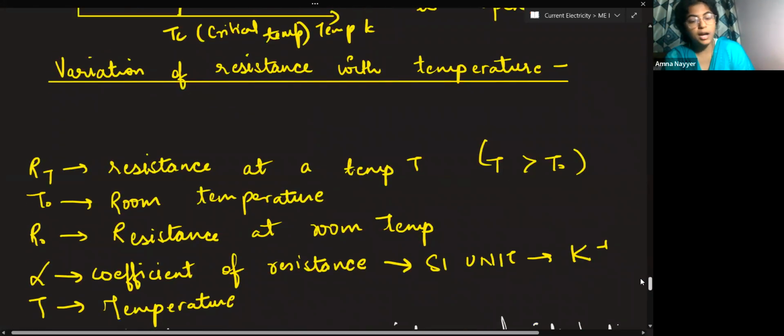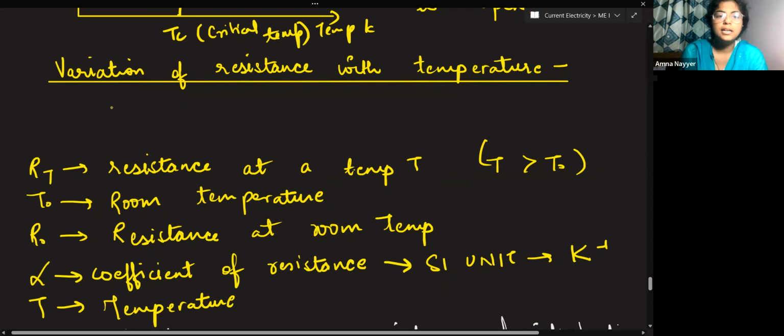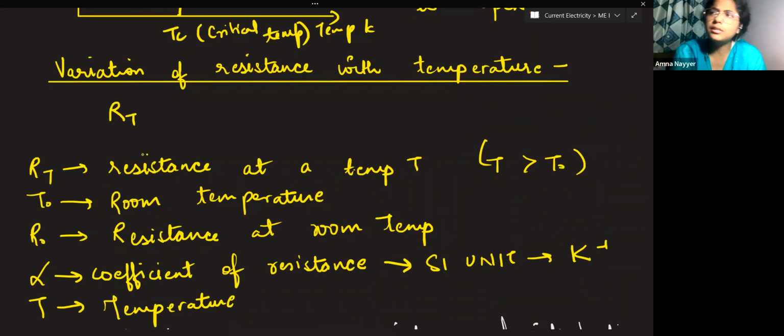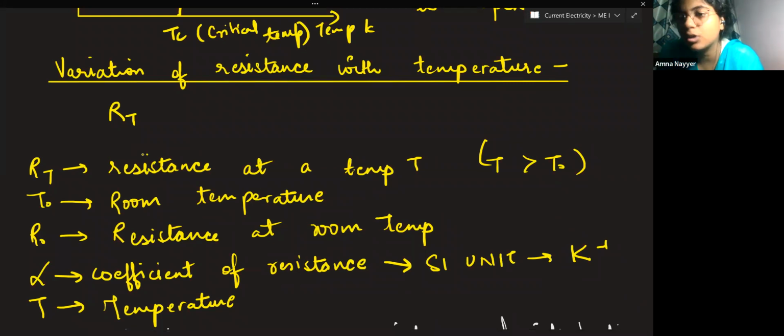There's a formula that you have to remember. We'll see a question also, a question that has already come in your exams. Variation of resistance with temperature. The formula is basically RT. Now, RT is what? RT is the resistance at a temperature. Let's say, for example, 40 degrees Celsius is a temperature. So resistance at 40 degrees Celsius becomes the resistance at that temperature T. So RT is any resistance value at a specific temperature.